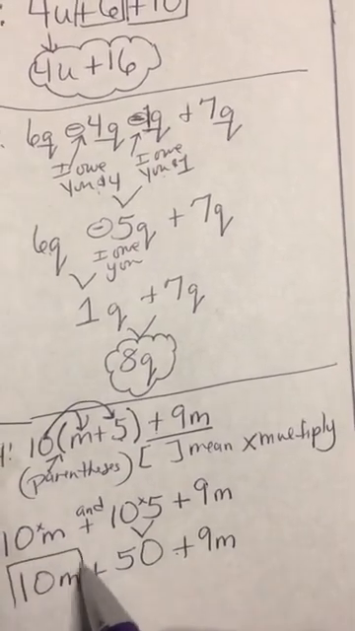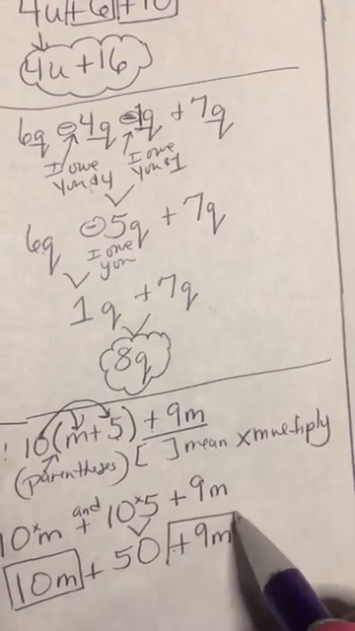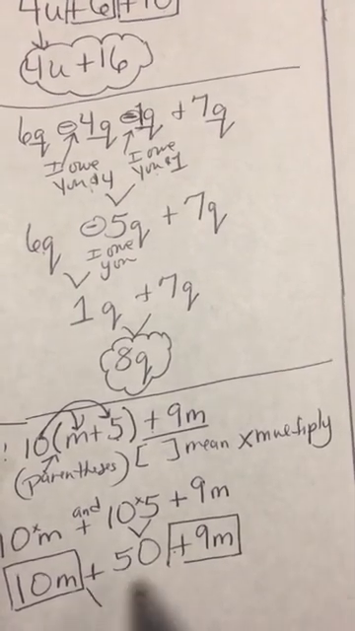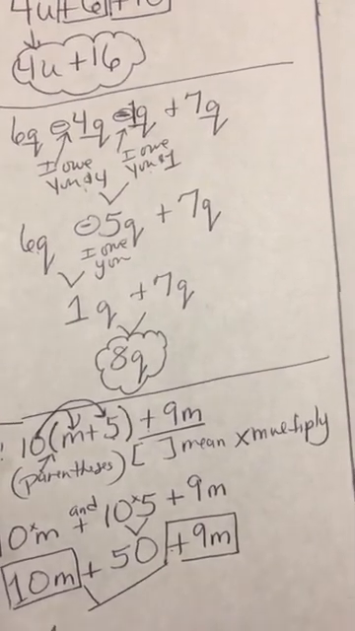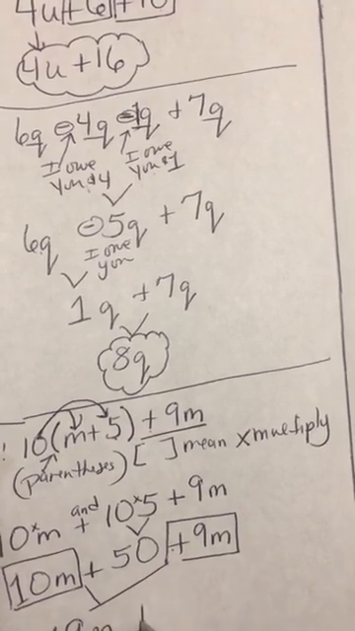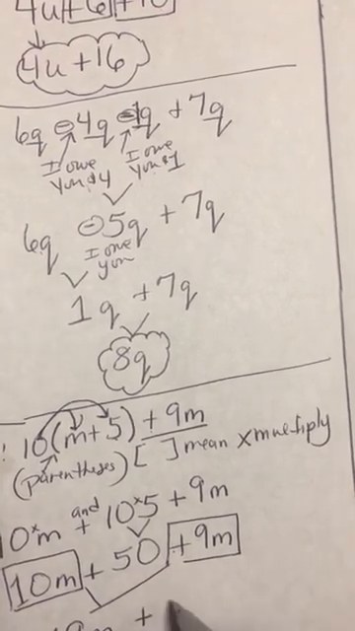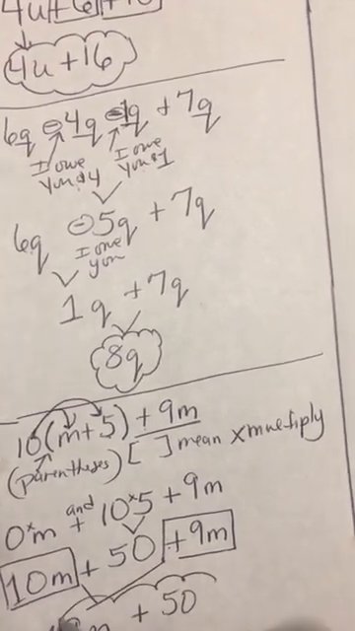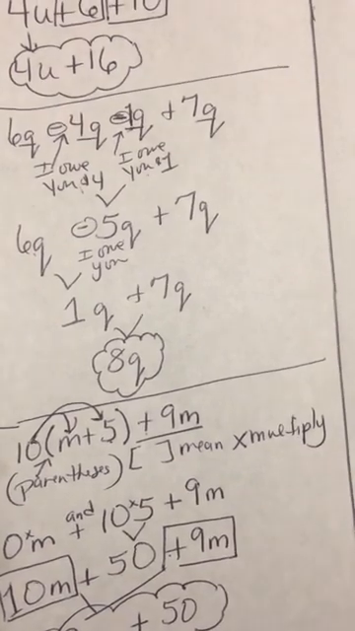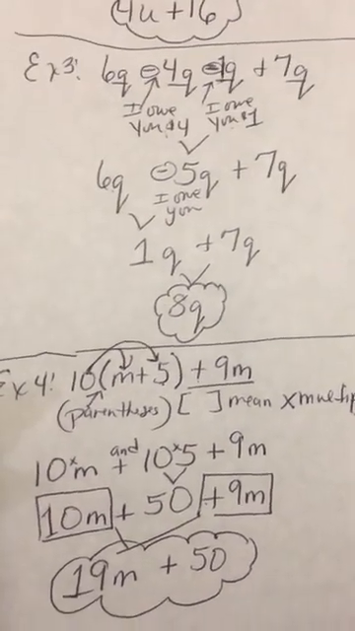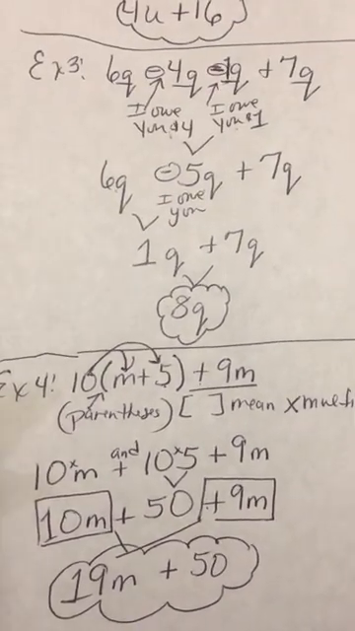I see that m is the same, and I see that plus 9 is the same. When I add these two together, I get 19m plus 50. I get 19m plus 50 is the answer. That's example 4. Example 5.